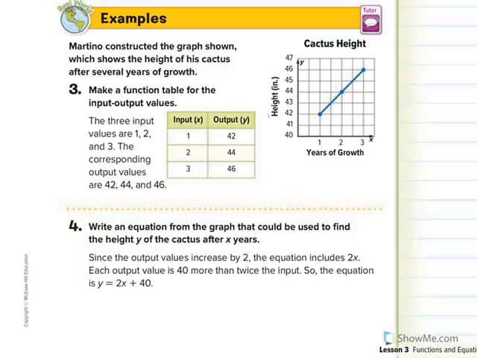So if you look at your input-output table, you may think, okay, well, let me see how I can relate these, right? How does 1 equal 42, 2 equal 44, and 3 equal 46? You might first think that I can do 1 plus 41 to get 42, but if I try that with 2, 2 plus 41 is going to give me 43, not 44 that I have here. So that's not going to work, okay?